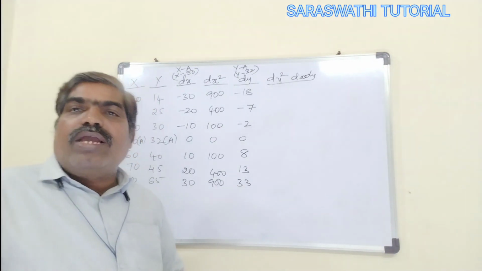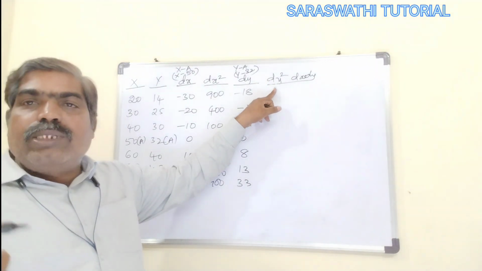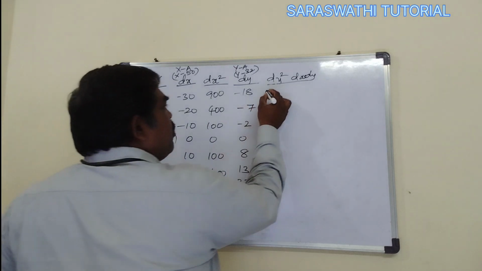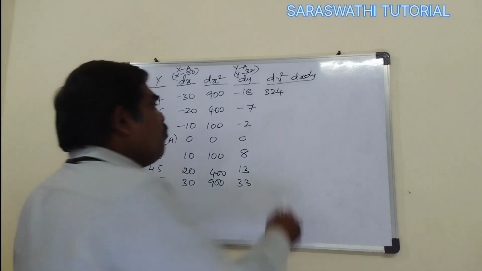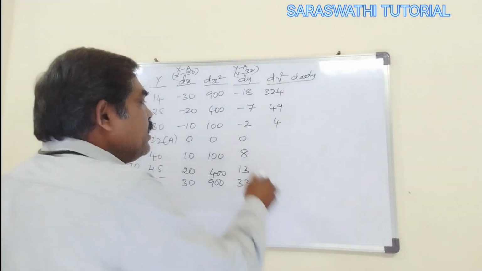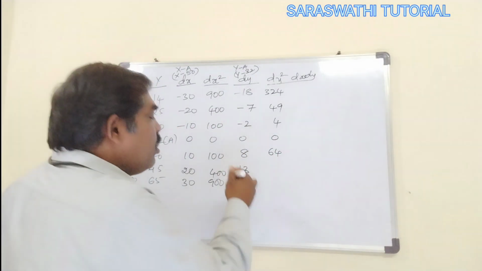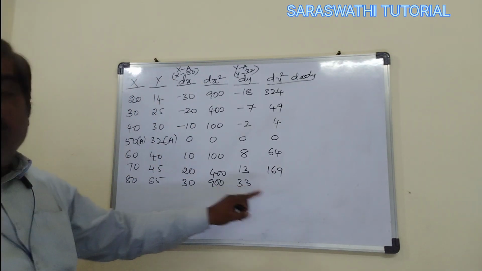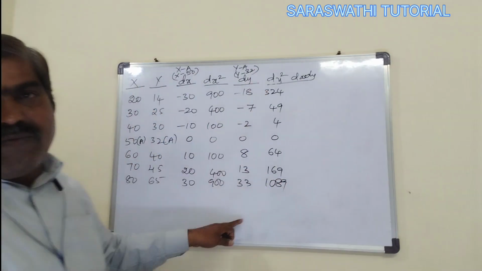Now we have to calculate the value of dy square. How are we calculating dy square? Equals dy into dy. Minus 18 into minus 18, minus into minus becomes plus, 324. Minus 7 into minus 7, which is 49. Minus 2 into minus 2, 4. 0 into 0, 0. 8 into 8, 64. 13 into 13, 169. And 33 into 33, 1089. This is dy square.